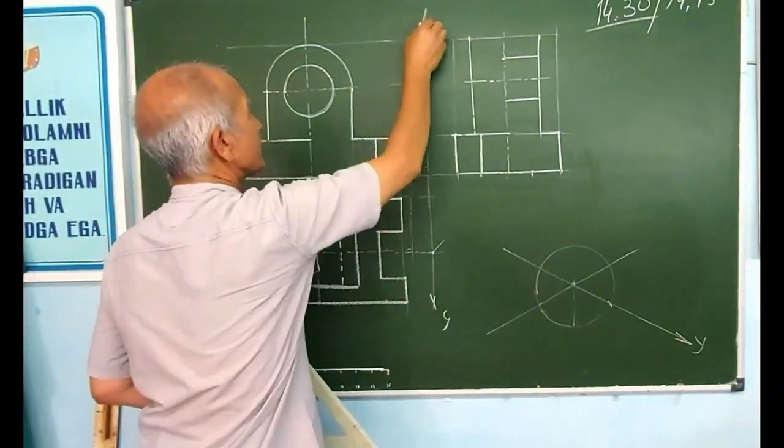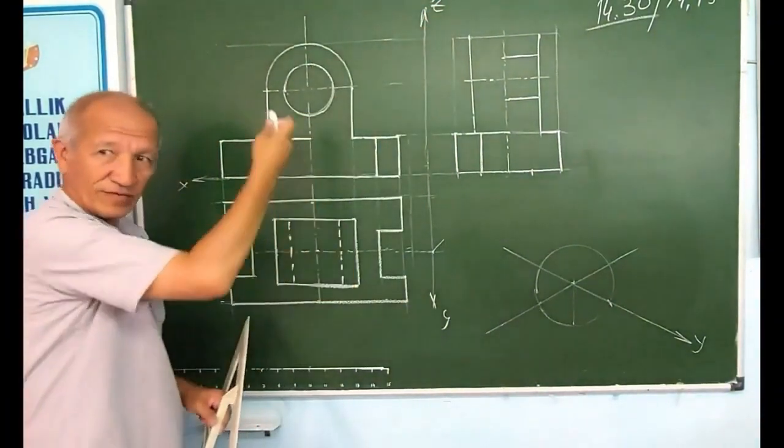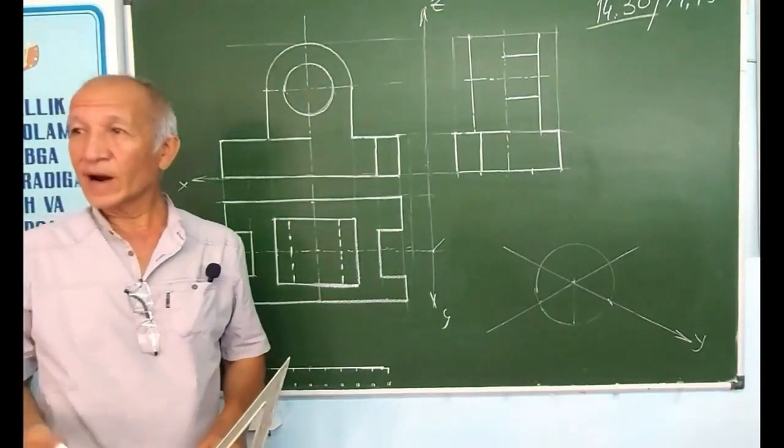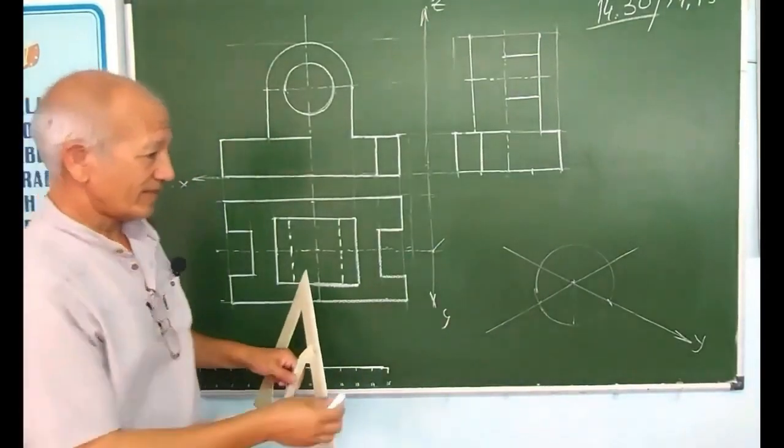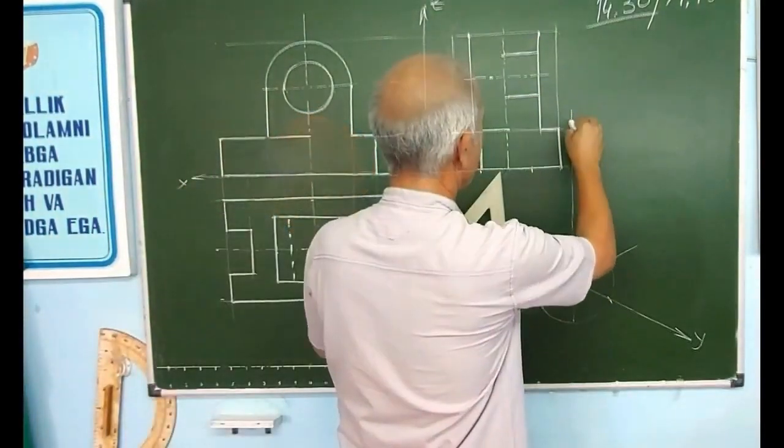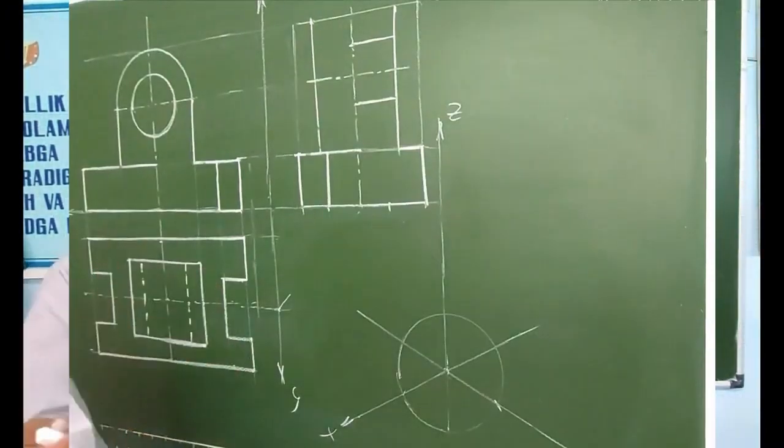What does the z-axis represent? What does the z-axis give? The z-axis? The height. The height is always indicated by the height. This is the x-axis. This is the z-axis. Now let's draw the base.